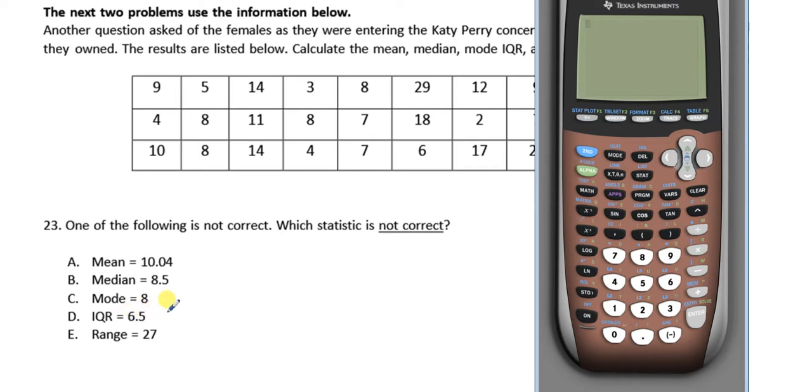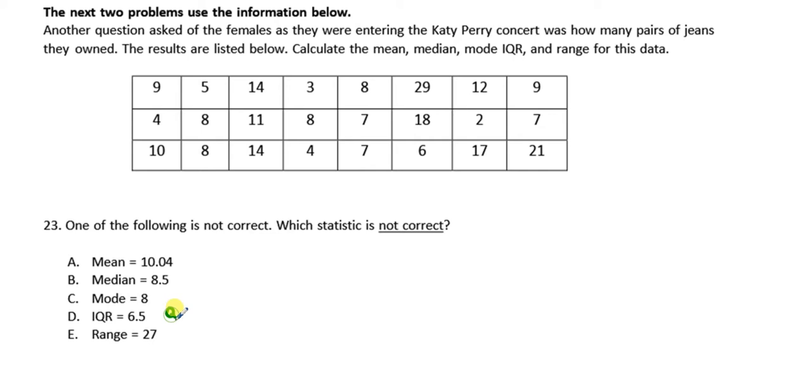IQR is Q3 minus Q1. It's the one that they won't give you on the calculator. And the range is the max minus the min. So let's see what we got here.